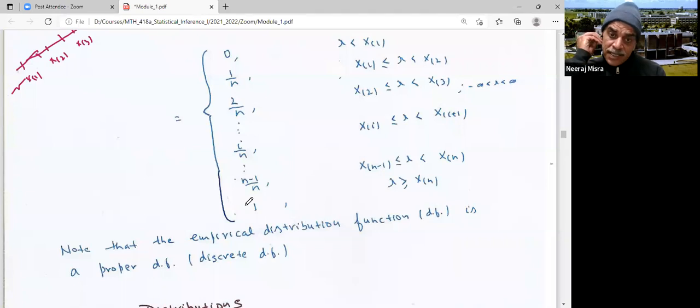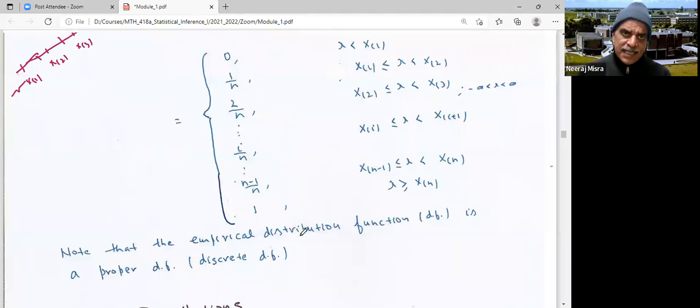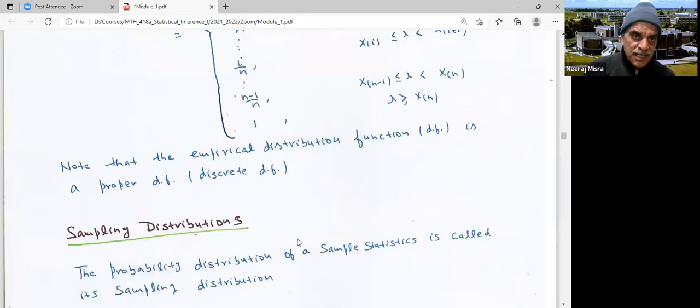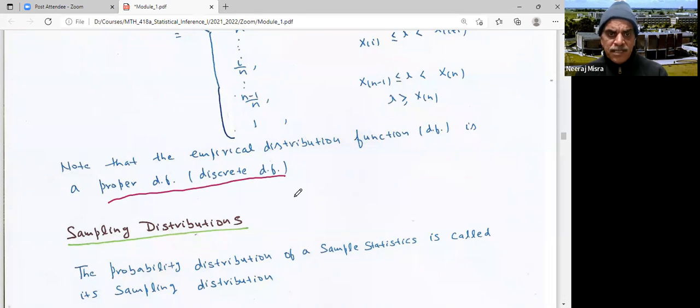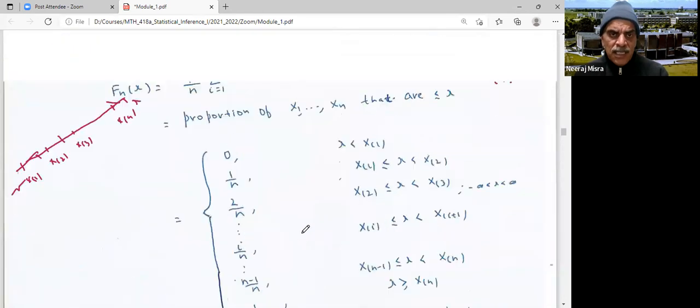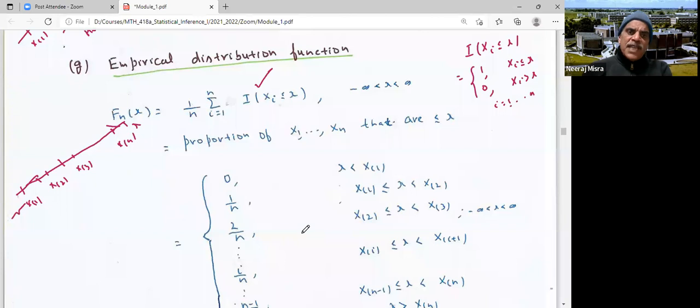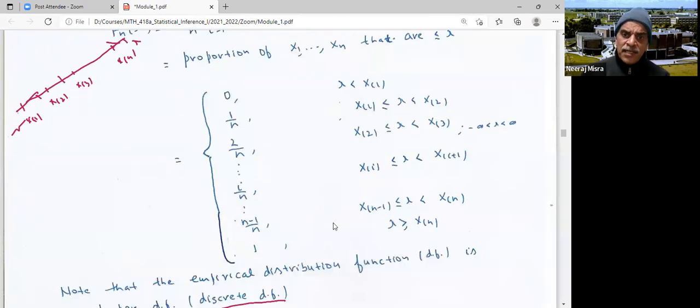Now this is the empirical distribution function. One can check that the empirical distribution function is a proper distribution function. In fact, it is a proper distribution function, but a discrete distribution function. To check it is a distribution function, what do I have to check? F of minus infinity is 0. For x less than X_1 it is 0, so F of minus infinity is 0. F of plus infinity should be 1, because for x greater than or equal to X_n it is always 1.